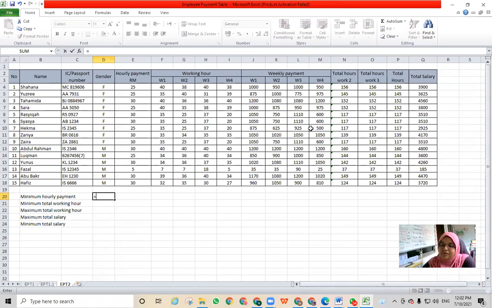If we talk about the minimum of something, you go to the header that mentions what the question asks. In this case, we have minimum hourly payment. So where would we go? Can you give me the address of the cell that has this information? E, okay, E what? E16. Are you sure only E16?